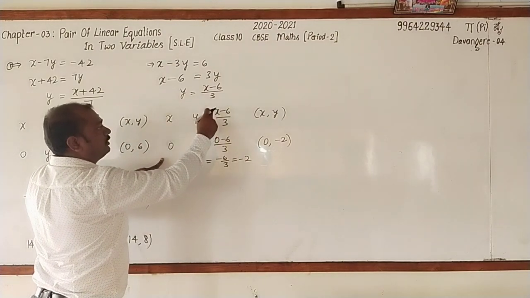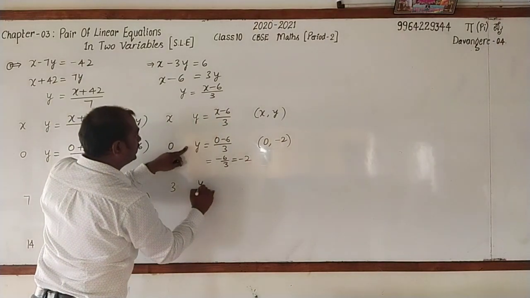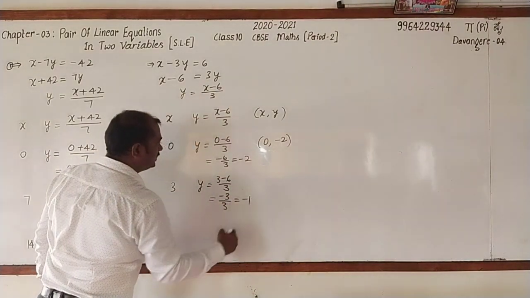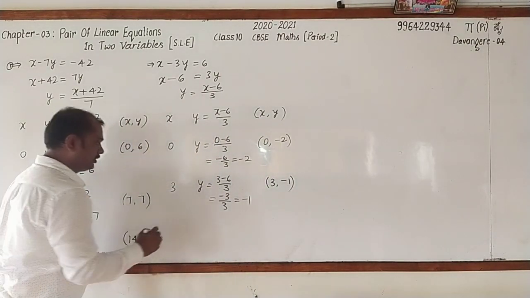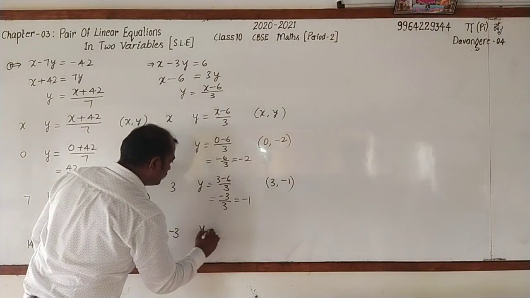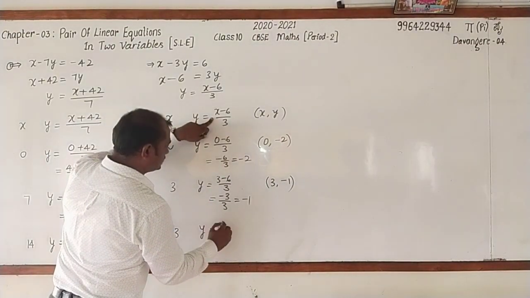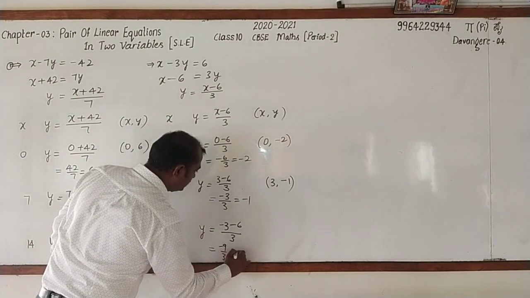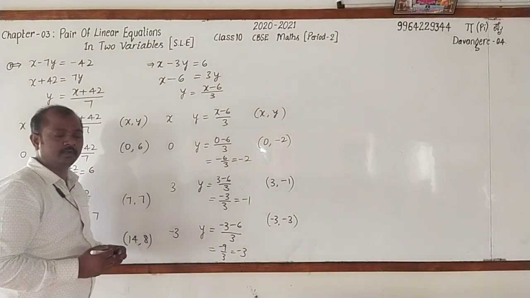Next, you cannot take 1, but you can take 3. When x is 3, y is 3 minus 6 by 3, it is minus 3 by 3 is minus 1. This is when x is 3, y is minus 1. Then you may go for taking minus 3. When x is minus 3, then minus 6 by 3, it is minus 9 by 3 is minus 3. When x is minus 3, y is also minus 3.